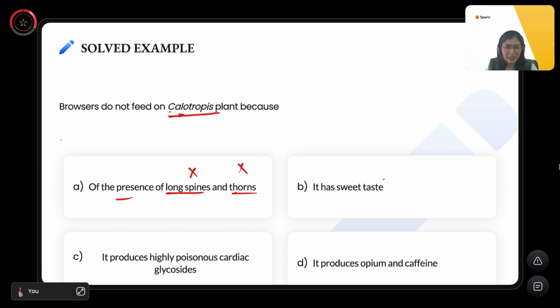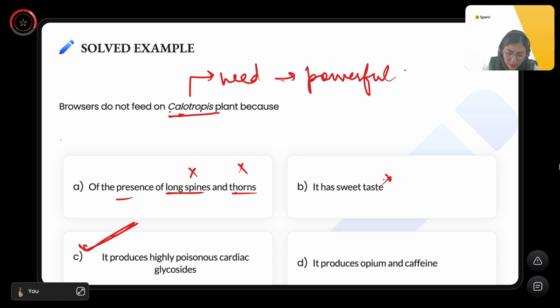It has sweet taste. No, not at all. In case of calotropis, what we see is highly poisonous cardiac glycosides. Now, what do these glycosides do? So, calotropis बेटा एक weed है, and it basically has a very powerful chemical defense mechanism. So, the chemical that it is producing is a cardiac glycoside.